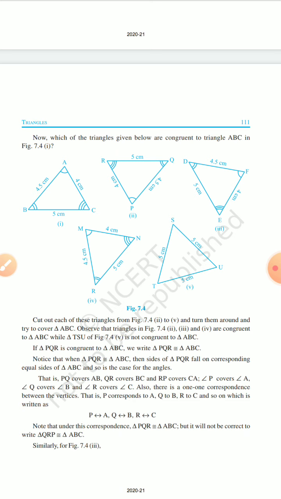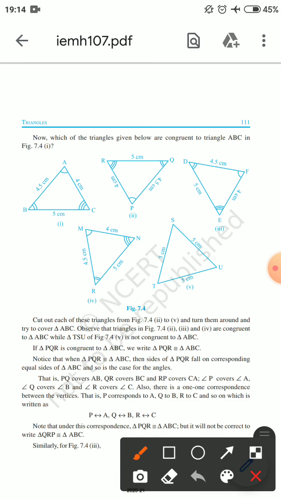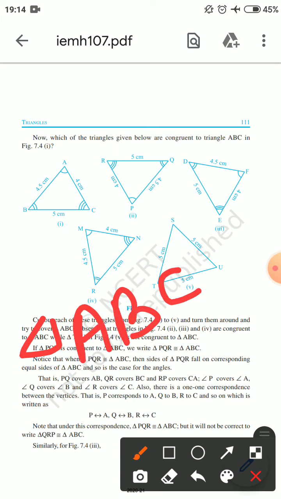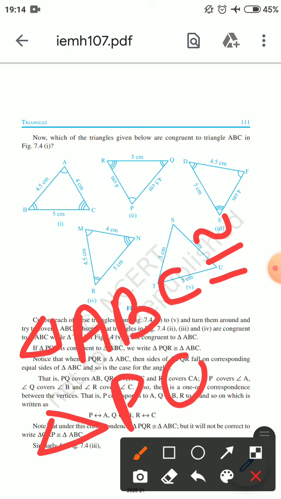So right, we can say here that a triangle ABC is congruent to triangle PQR. One thing that one must keep in mind is that this angle A is equal to angle P, this angle B is equals to angle Q, and this angle C is equals to angle R.